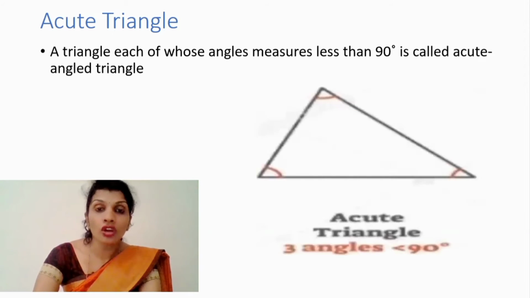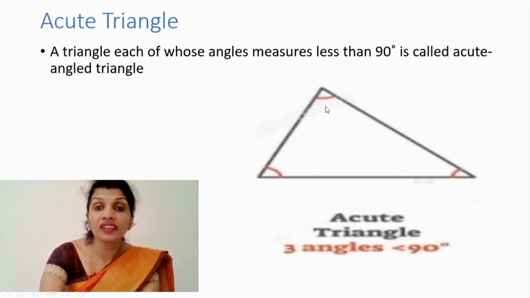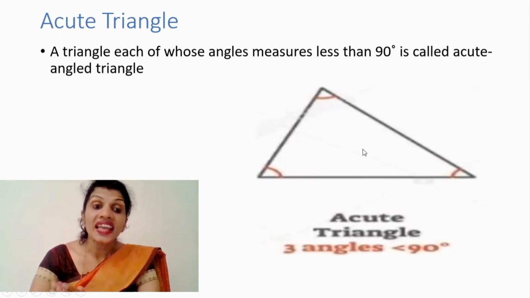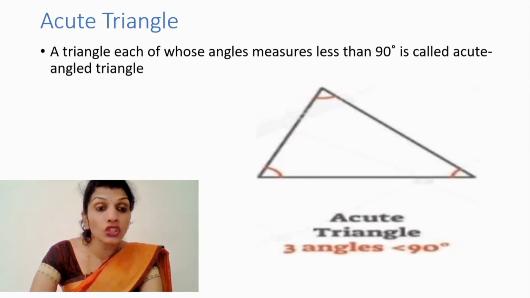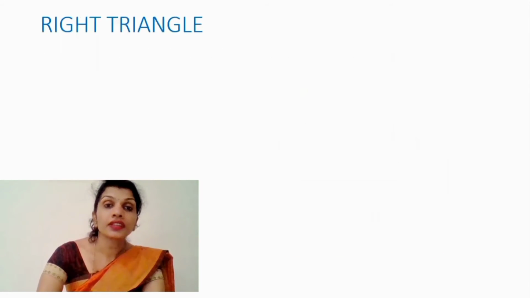So suppose you draw a triangle, and if you measure it, you will see that each angle is less than 90 degrees. So that is known as an acute triangle. The second one is the right triangle.